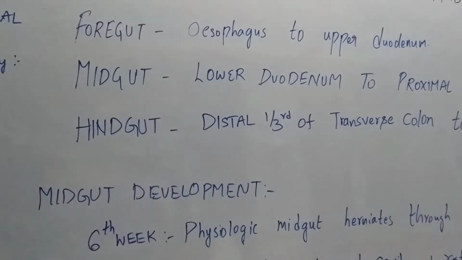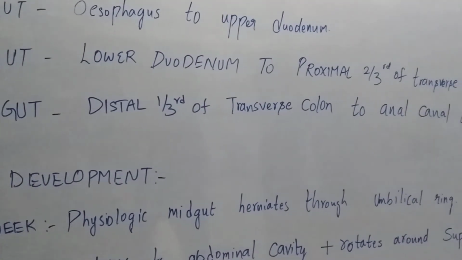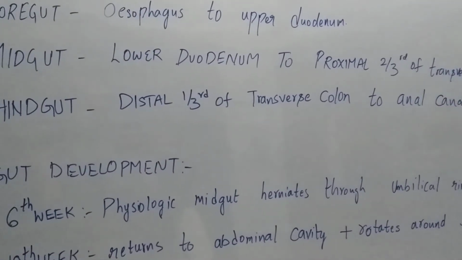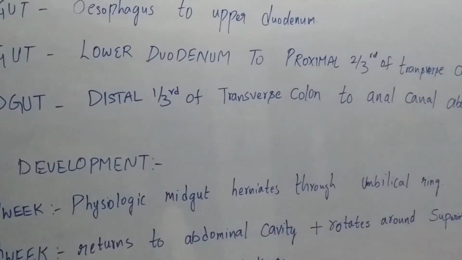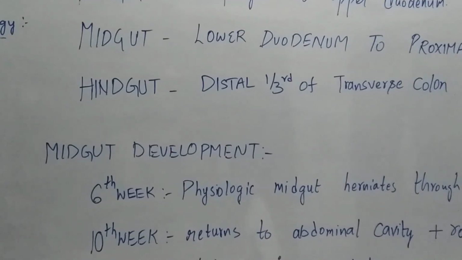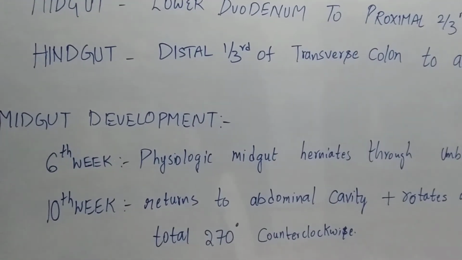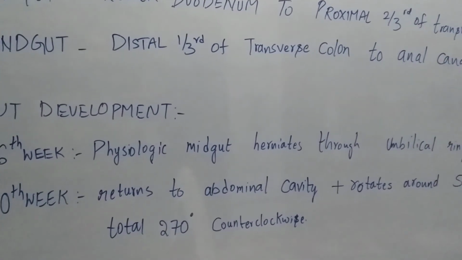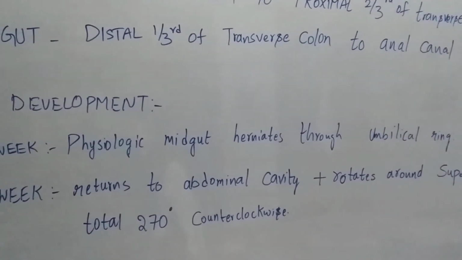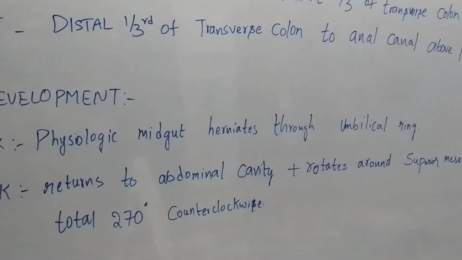Foregut from the esophagus to upper duodenum, midgut from the lower duodenum to proximal 2/3 of transverse colon, and hindgut from distal 1/3 of transverse colon to anal canal above the pectinate line. And midgut development occurs during 6th week. Physiological midgut herniates through umbilical ring, and from 10th week it returns to abdominal cavity and rotates around the superior mesenteric artery totally 270 degrees counterclockwise.